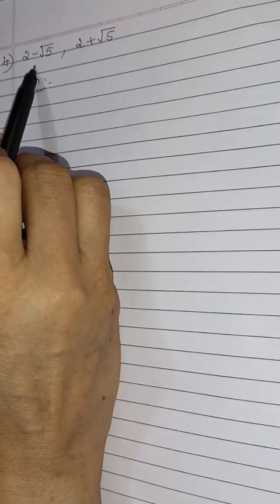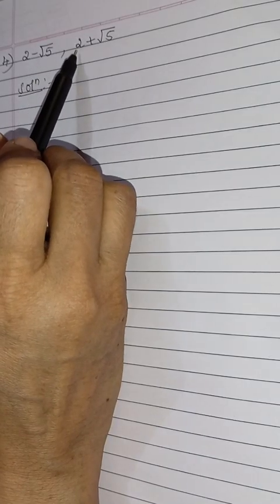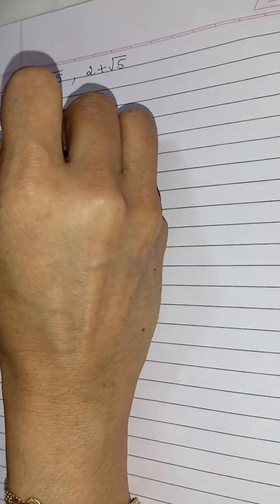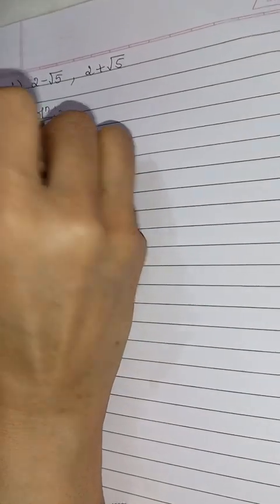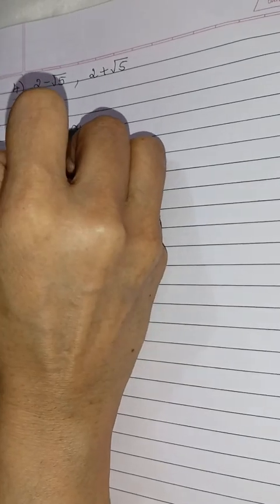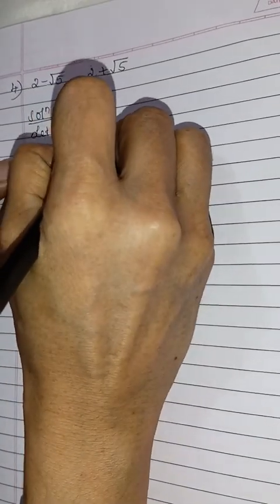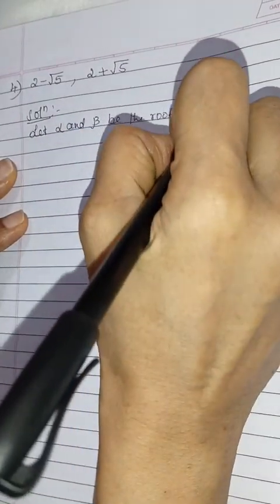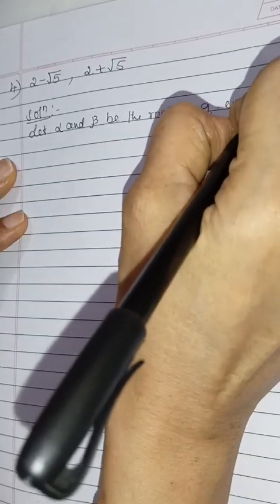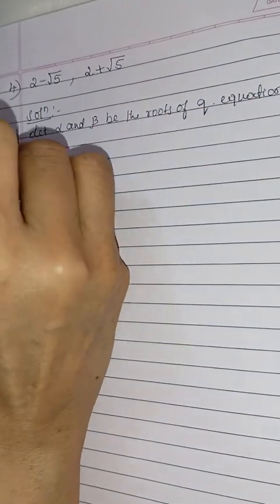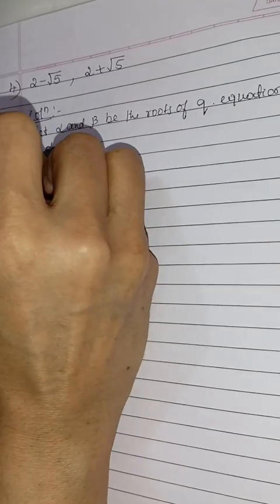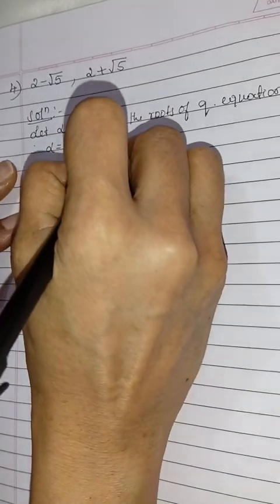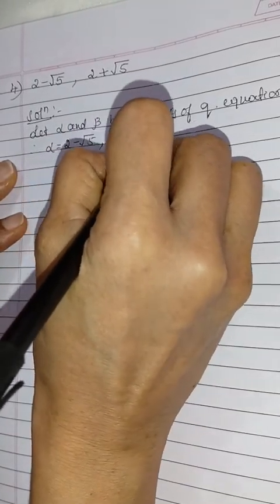Fourth one is 2 minus root 5 and another root is 2 plus root 5. Okay, there are two roots. Therefore, let alpha and beta be the roots of the quadratic equation. Therefore, alpha is 2 minus root 5 and beta is 2 plus root 5.